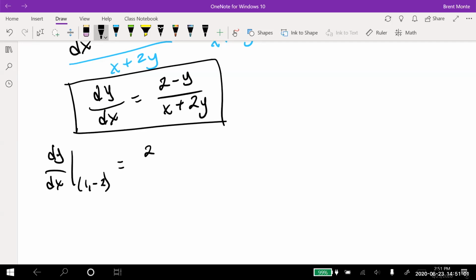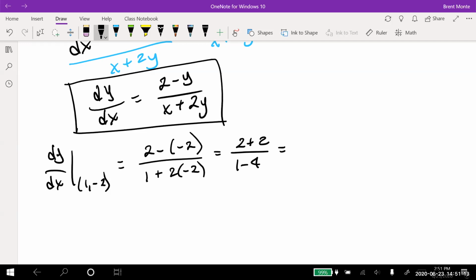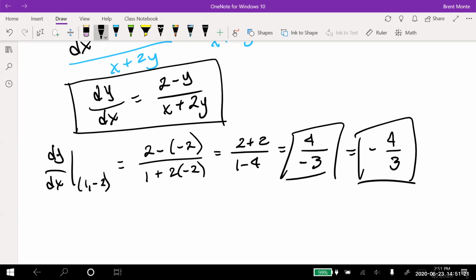And then we'll go ahead and evaluate it again at 1, negative 2. And so I go, oh, it's 2 minus negative 2. And it's 1 plus 2 times negative 2. Well, the top, of course, that's 2 plus 2. The bottom, 1 minus 4. So I get 4 over negative 3. And you can leave it that way. You can write it as negative 4/3. They mean the same thing. Your choice. You can even write negative 4 over 3 if you want to. But anyway, that's the idea.